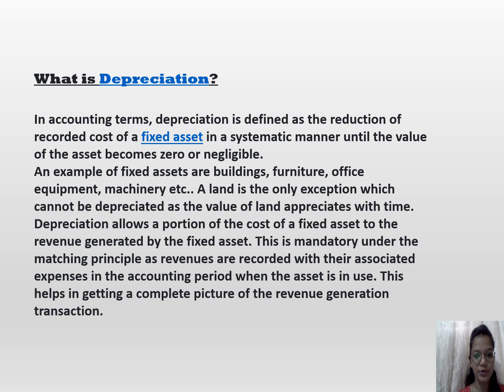Depreciation allocates a portion of the cost of a fixed asset to the revenue generated by the fixed asset. This is mandatory under the matching principle, as revenues are recorded with their associated expenses in the accounting period. When the asset is in use, this helps in getting a complete picture of the revenue generation transaction.